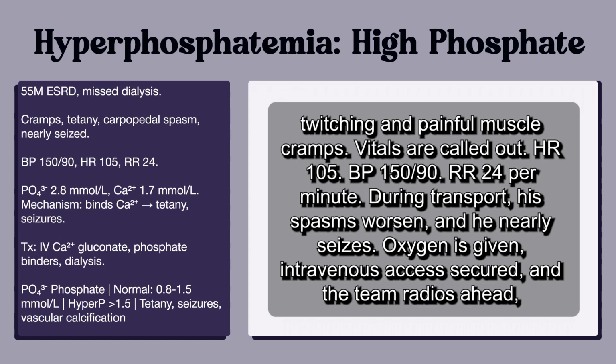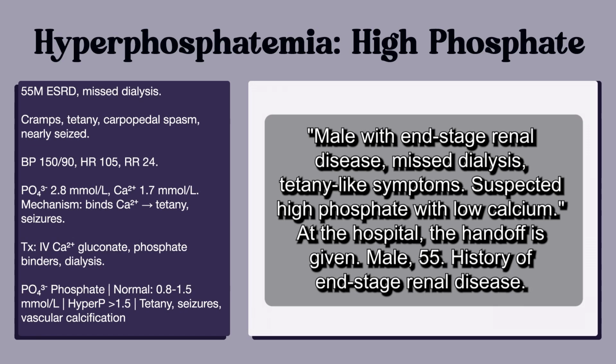Vitals are called out. Heart rate 105. Blood pressure 150/90. Respirations 24 per minute. During transport, his spasms worsen, and he nearly seizes. Oxygen is given, intravenous access secured, and the team radios ahead. Male with end-stage renal disease, missed dialysis, tetany-like symptoms. Suspected high phosphate with low calcium.